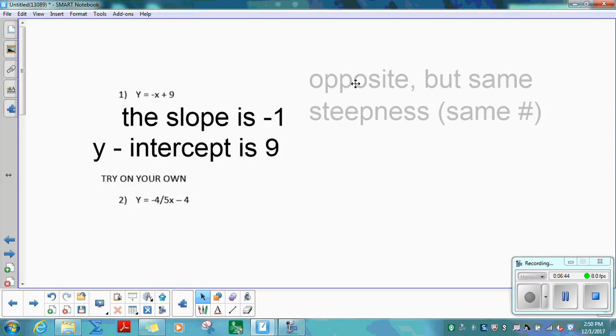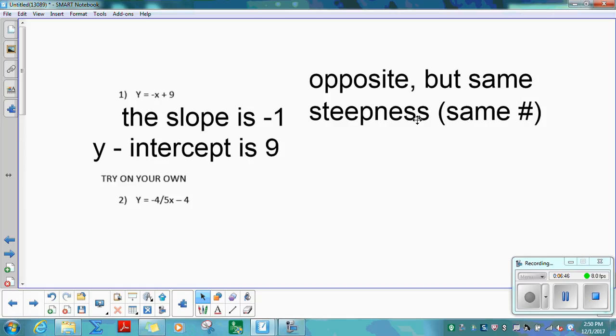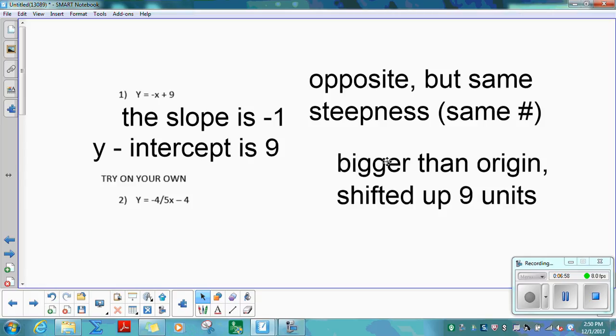Okay? Now, yes, it's opposite, but it's going to be the same steepness because it's the same number, the 1, as the parent function. Okay? The y-intercept was 9. Well, 9 is bigger than the origin, which is what the parent function's y-intercept is. So that means it got shifted up 9 units. That's the transformation that happened. Okay? So these are going to be a couple questions that you'll see, but it's just simply that. It's got the same steepness and it got shifted up 9 units. That's all you need to say about the transformations.